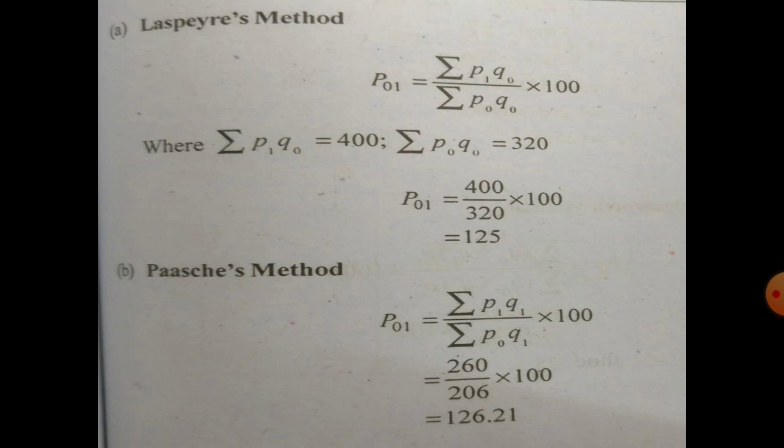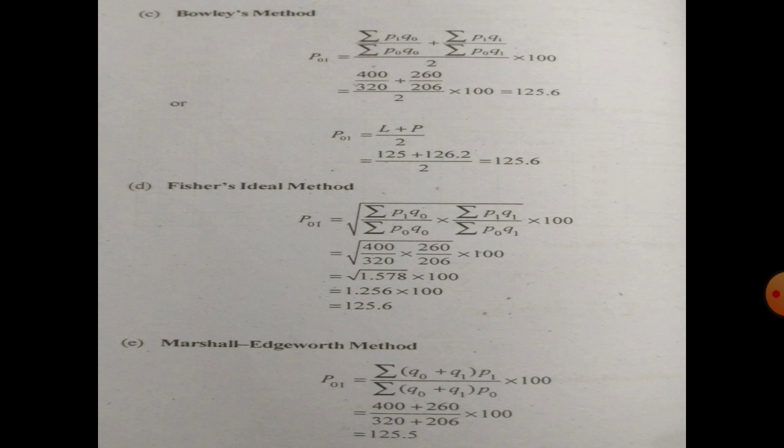P01 is equal to summation of P1 Q1 divided by summation of P0 Q1 into 100. So 260 divided by 206 into 100. That is 126.21. The third one is Bowley's method. Bowley's method is calculated by L plus P divided by 2 into 100.